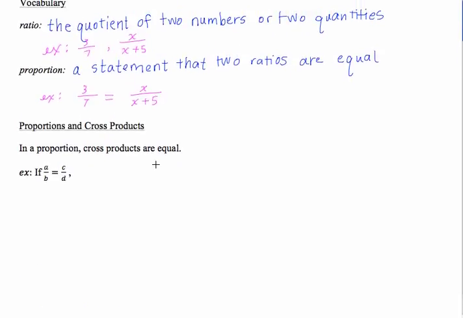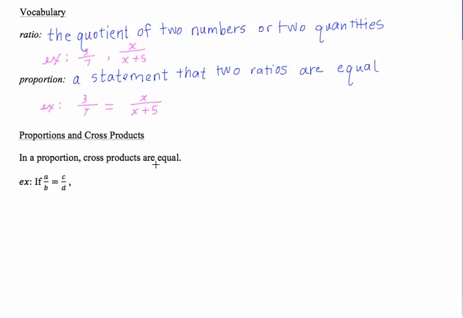Okay, now in a proportion, cross products are equal. Now this is something that students often overuse, so don't go too crazy with this. But I want you to understand why it works. But the neat thing is you can cross multiply. Okay, so if you have a proportion such as A over B equals C over D, usually we're solving. And when you're solving, you want to eliminate the fractions and get rid of those denominators.